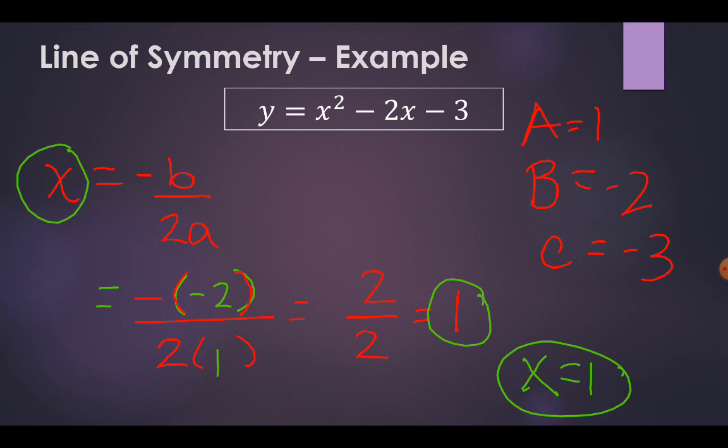All you have to do to find the line of symmetry is start with the formula x equals negative b over 2a. Find your values of a, b, and c and plug them in, and then you'll solve for x to get your line of symmetry.